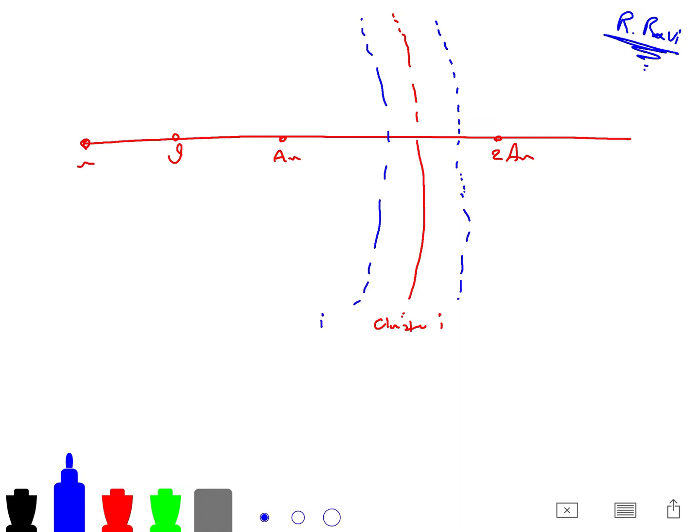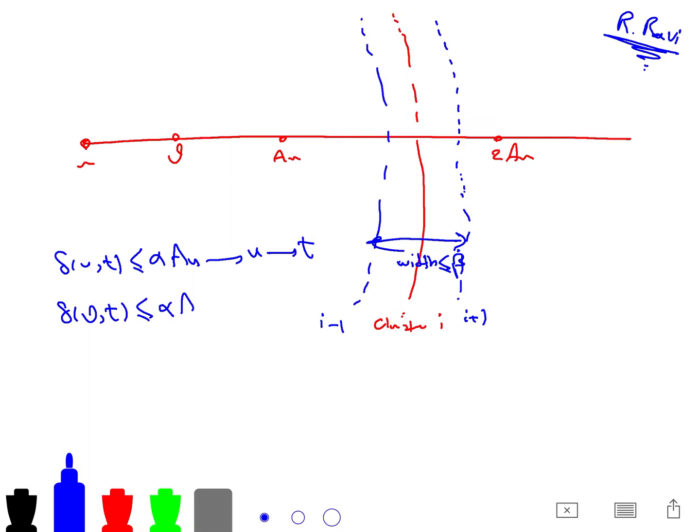So the cluster I is there, the cluster I minus 1 and I plus 1 is here. So this is the width. It should be less than beta. It's bounded by beta. And so delta U and T is less than alpha AU. This means that according to the CKR algorithm, U is assigned to T. And if delta V and T is less than alpha AV, it means V is assigned to T. So whoever comes first in the permutation becomes the parent and protects the UV from being cut.